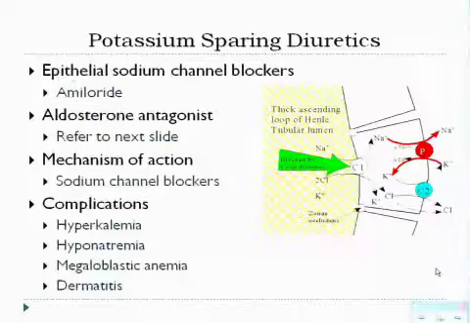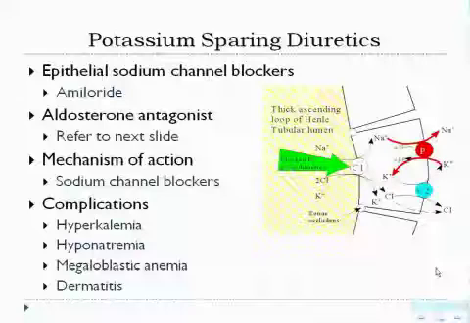The potassium-sparing diuretics, there's two kinds. There's the epithelial sodium channel blockers, which is amiloride, okay? And the other one, which is aldosterone antagonist, which is spironolactone, which I'll talk about next slide. The mechanism of action of these agents is to block the sodium channels and basically inhibit sodium reuptake in the tubular lumen, and causes complications such as hyperkalemia, hyponatremia can also develop, and much more serious complications of these agents include megaloblastic anemia and dermatitis.